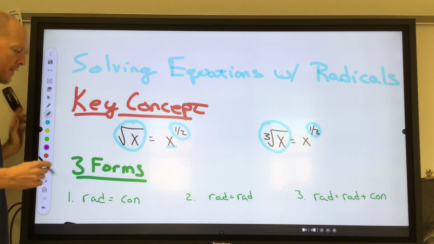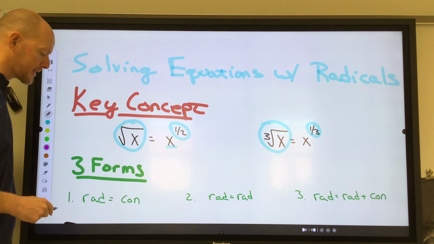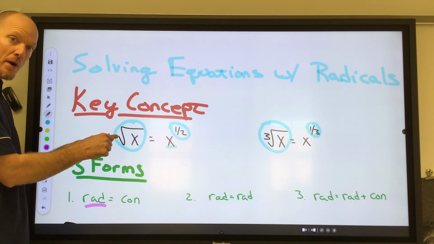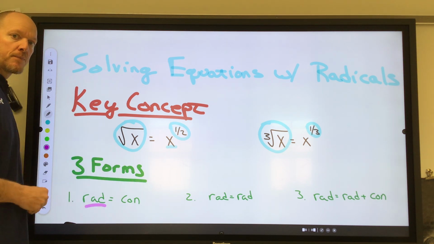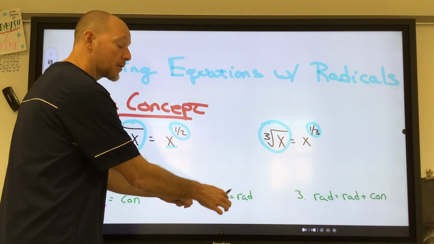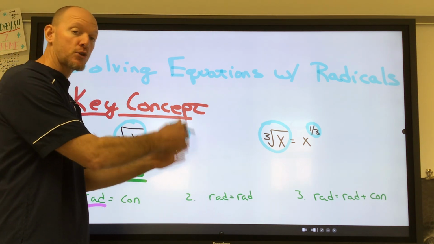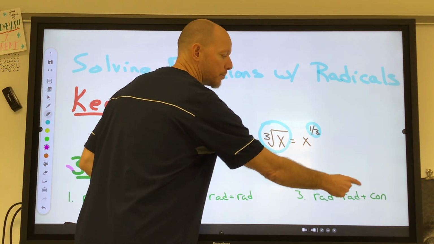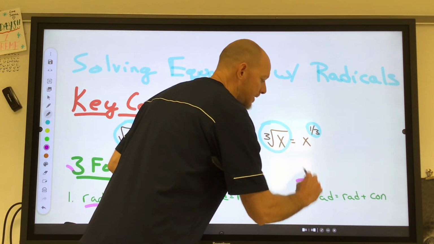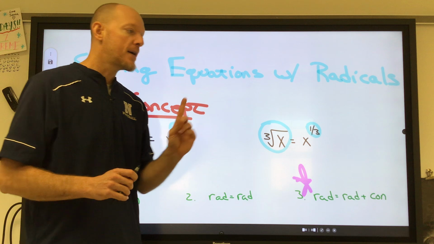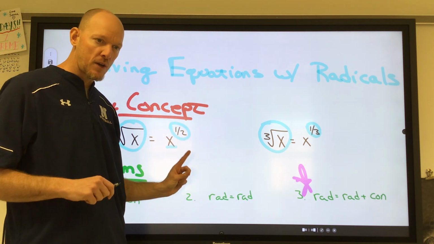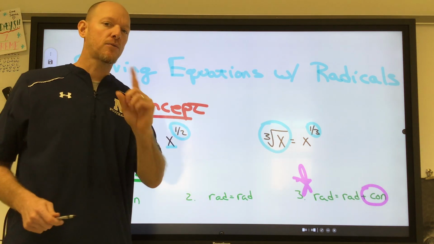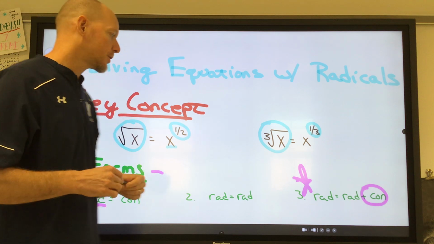The other thing is that there are 3 different forms we're going to try to identify. The first is when we have a radical, like a square root, equal to a constant. Or we could have a radical equal to the same radical, like a square root equal to a square root. Or when we have a radical equal to a radical plus a constant. This is our most challenging form. It's close to the form where you have a radical equal to a radical, but when you see plus another constant, that throws a slight change into our procedure.